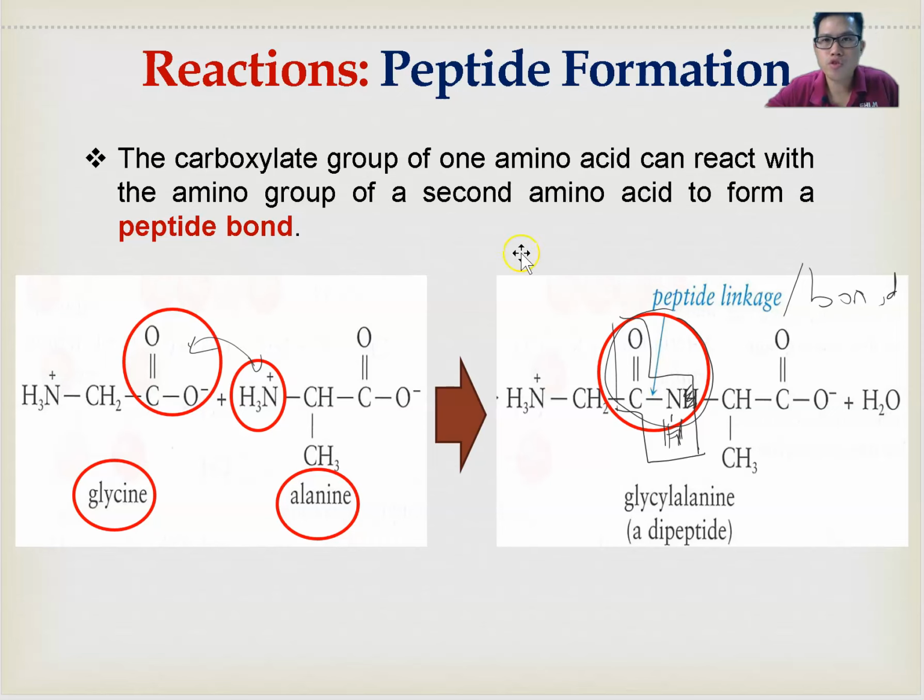As I mentioned before, once a peptide bond is formed, they lose the functionality of the carboxylic acid group and the amino group. There is no more charge as well. They are joined together to form a larger molecule, a peptide.